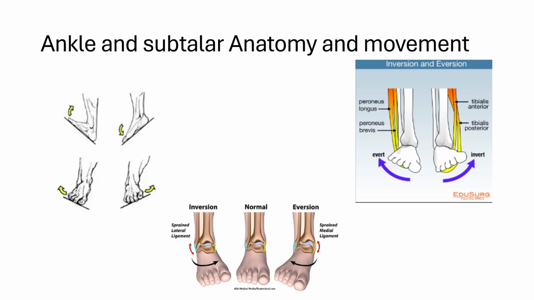As you can see in this bottom picture right here, we have normal, which is when your foot is at rest and is just at a normal degree of angle. Then you have eversion, which is when your foot goes outside or your toes point towards the outside of your leg, and then inversion, which is when your toes point towards the inside of your leg.